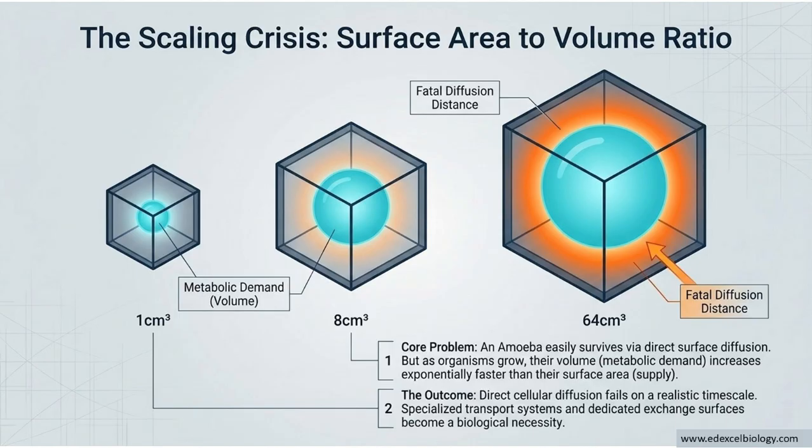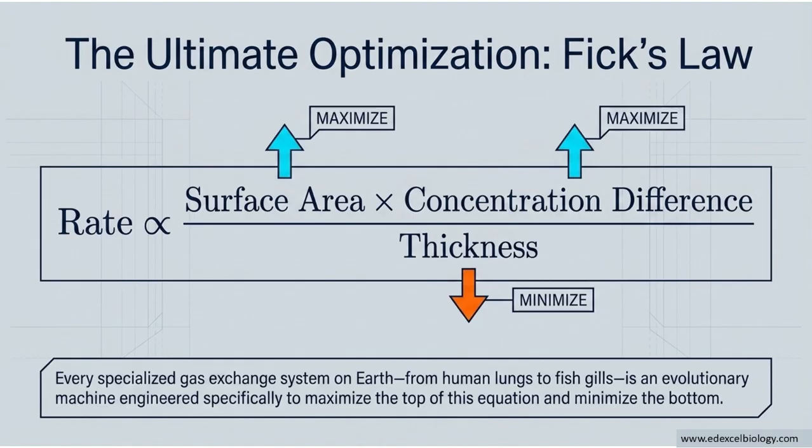If we relied on oxygen diffusing through our skin, it would take years for a single molecule of oxygen to reach our internal organs. We would asphyxiate long before the oxygen ever arrived. So how do complex organisms cheat the limits of diffusion? It all comes down to the mathematics of Fick's law. Let's talk about Fick's law.